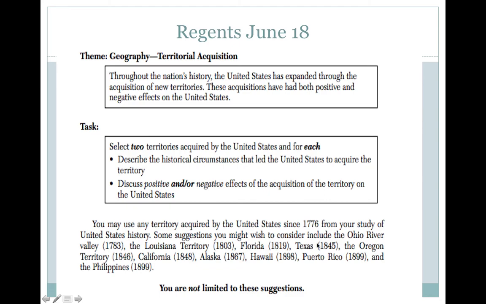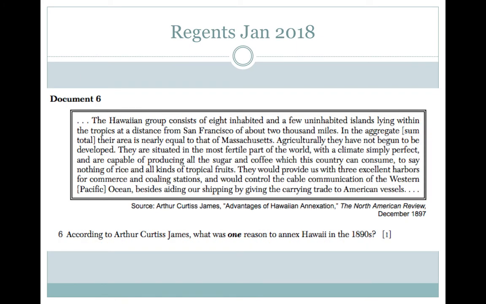Florida, Texas, California. Florida we kind of glance over. Texas we spend some time with. California we spend some time with. You can bring in the Mexican-American War in this topic. Then if you look at the other ones, Hawaii, Puerto Rico, Philippines, it's an easy one to talk about the Spanish-American War, okay? And go to the How to Work the Essays video to get more information on how to write these essays.